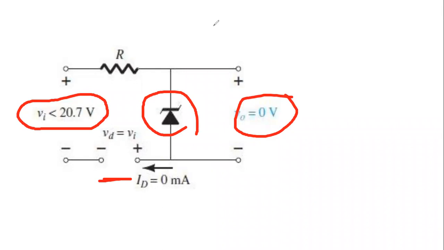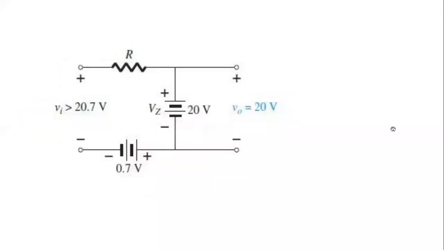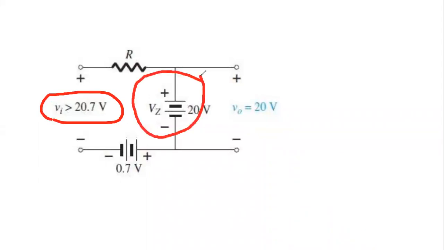But when it crosses the 20.7 volt, you see the next diagram. Suppose here you can see that the input voltage is now greater than 20.7 volt. Here the Zener diode becomes a voltage source of 20 volt. I told that when it crosses the Zener voltage, it will become a voltage source whose value will be the Zener voltage. Why is Vz equal to 20? Because the Zener voltage is given here. So that's why we replace the Zener diode with 20 volt.